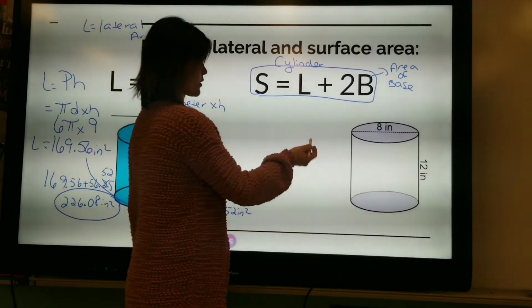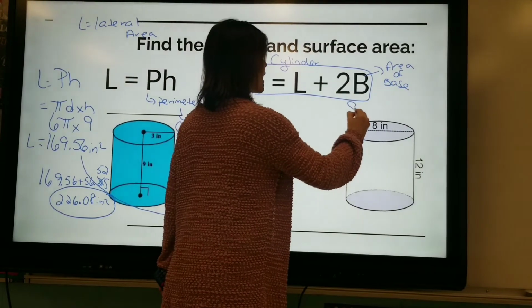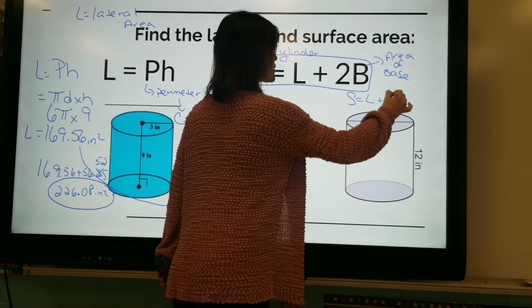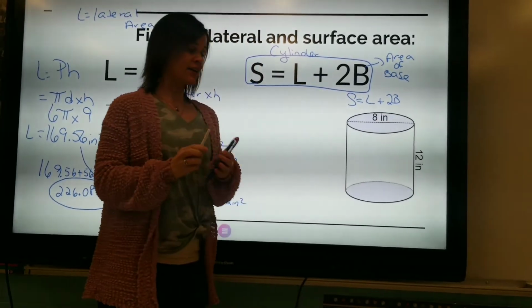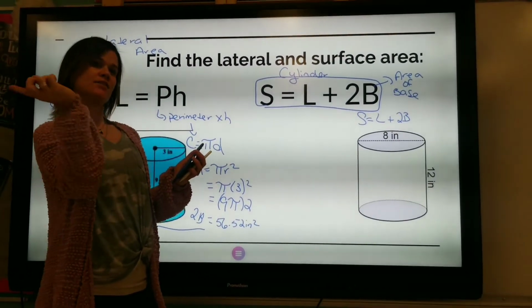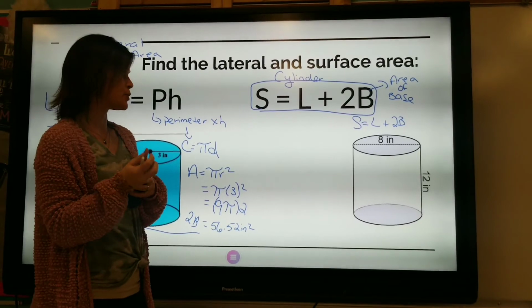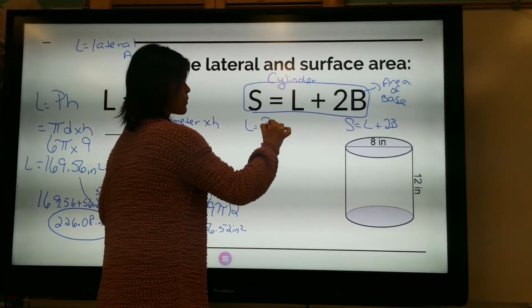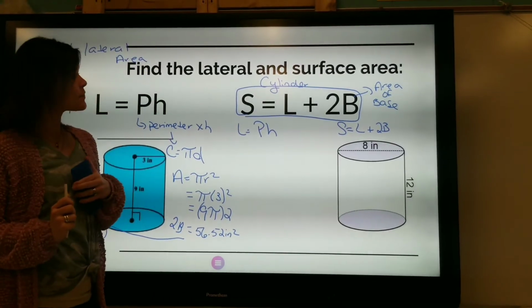Okay, moving on to my last one over here, my second one, finding the surface area of this cylinder. So again, we're going to end up using our formula. Surface area equals lateral plus our 2 bases. Lateral area, again, is that distance around your shape. So first thing is you have to find that lateral area. Formula is your perimeter times your height.